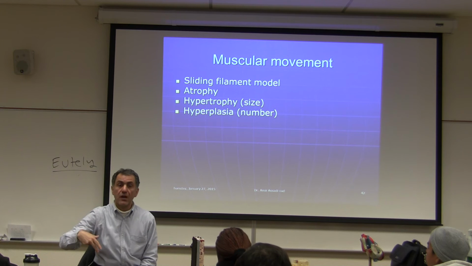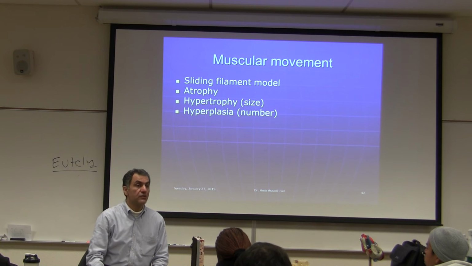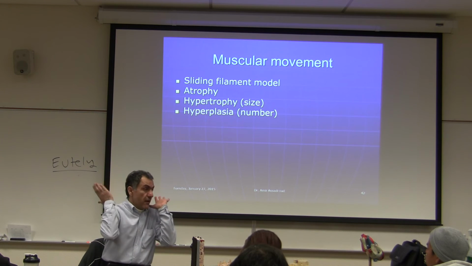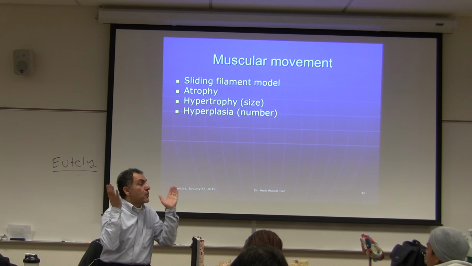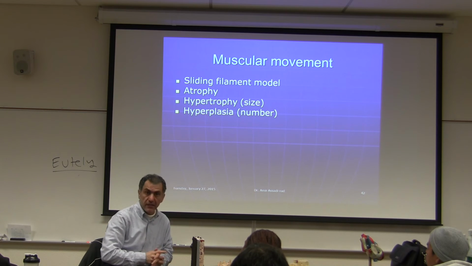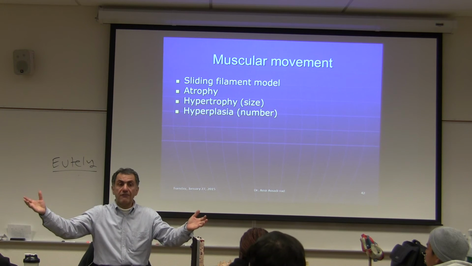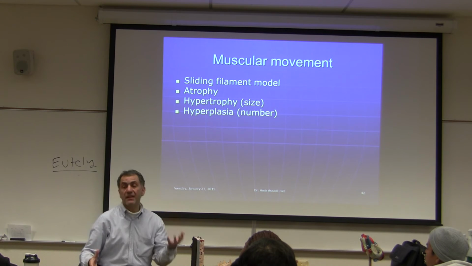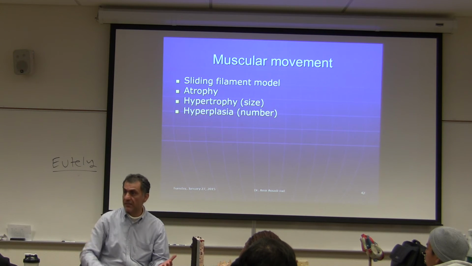But the cells of your bones, they will change. Let's say, I'm making up a number, you were born with 1 million osteocytes. Now you have 10 million osteocytes. When you get old, you have 5 million osteocytes. Am I making some sense?